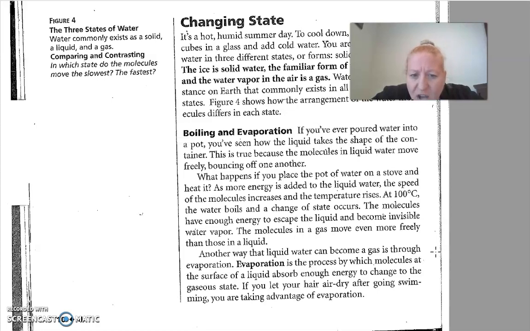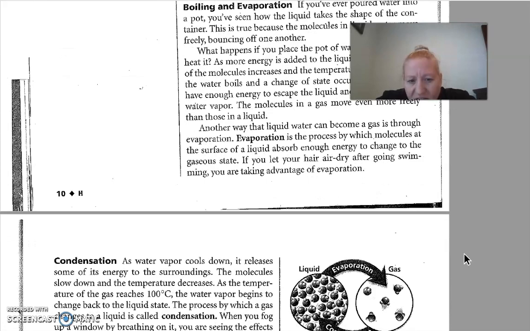At 100 degrees C, the water boils and a change of state occurs. The molecules have enough energy to escape the liquid and become invisible water vapor. The molecules in a gas move even more freely than those in a liquid. Another way that liquid water can become a gas is through evaporation. Evaporation is a process by which molecules at the surface of a liquid absorb enough energy to change to the gaseous state. If you let your hair air dry after going swimming, you take advantage of evaporation.